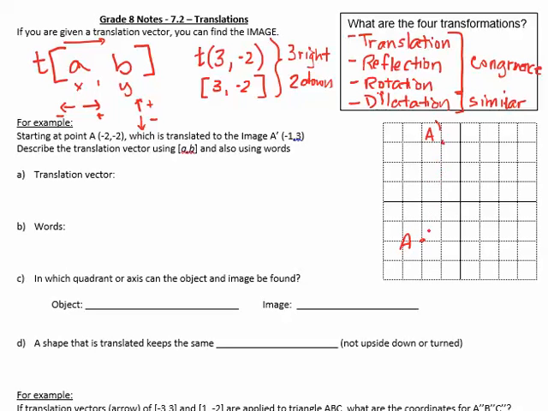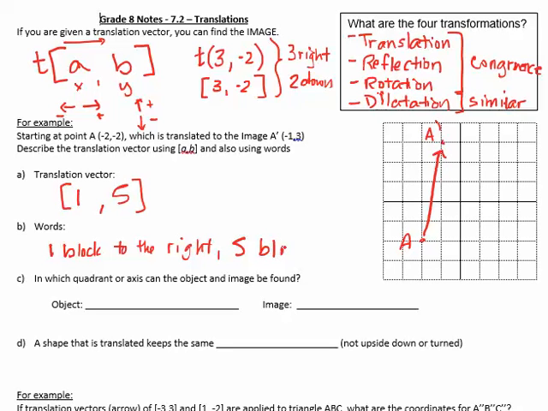And so I want to be able to describe this translation in words. So the vector is, if I look in the x direction first, it moves 1 positively in the x direction, and then it moves up 1, 2, 3, 4, 5. So it moves 1, 5. In words, so this is the grade 7, I would say 1 block to the right, and 5 units or 5 blocks up.